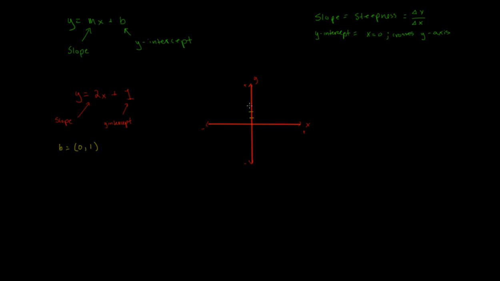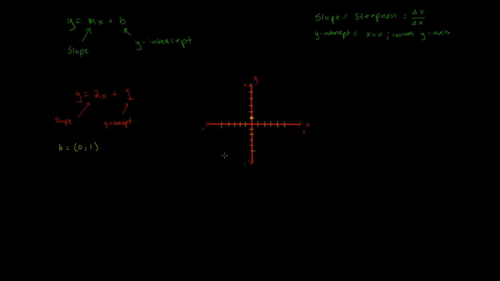All right, so let's label the axes: 1, 2, 3, 4, 5 in each direction, like that. That's a pretty decent graph. Our x value is going to be 0, which is here, and then up 1. That puts us right here on the y-axis, up 1. So that's the first thing.